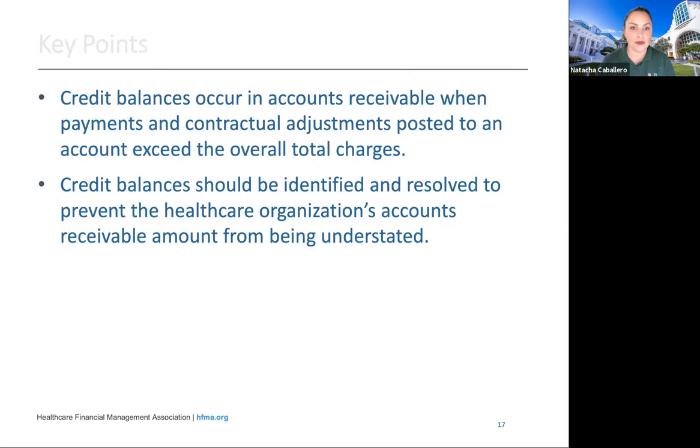And some key points for this section: credit balances occur in accounts receivable when payments and contractual adjustments posted to an account exceed the overall total charges, and credit balances should be identified and resolved to prevent the healthcare organization's accounts receivable amount from being understated.